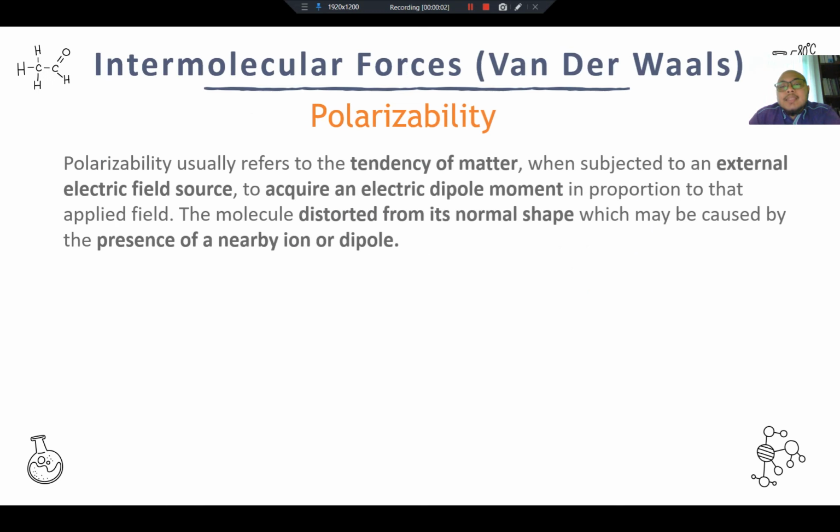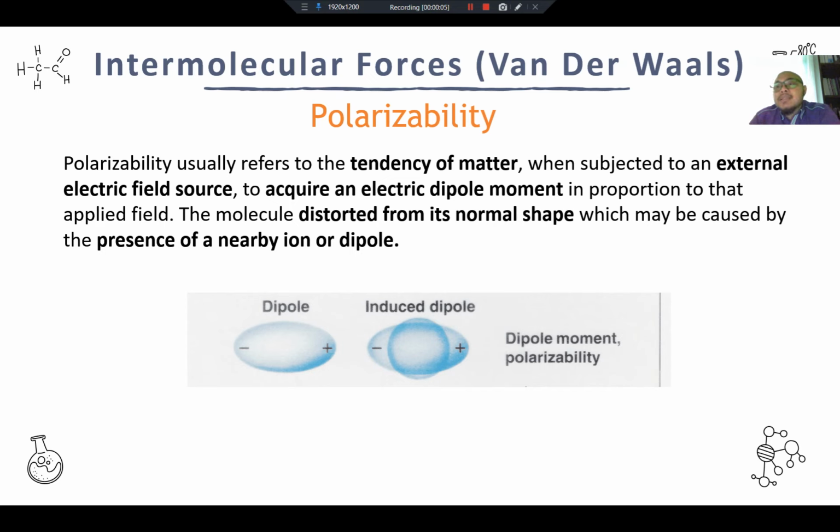Now, before we go further to other types of intermolecular forces, including the dipole-induced dipole and the induced dipole interactions, I need to explain a little bit about polarizability. What is meant by polarizability? It is the tendency of matter, when subjected to an external electrical field, to acquire an electric dipole moment in proportion to the applied field. The molecule is distorted from its normal shape, which may be caused by the presence of a nearby ion or dipole, or in an easy way.